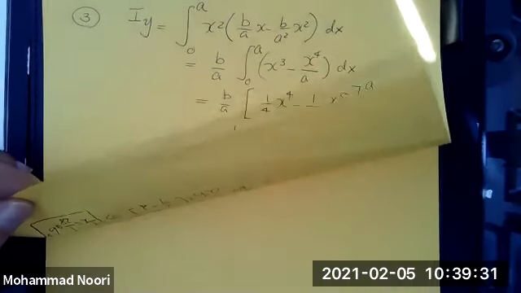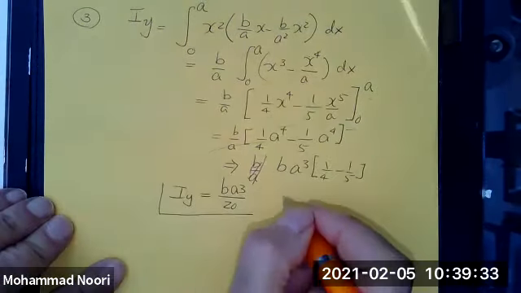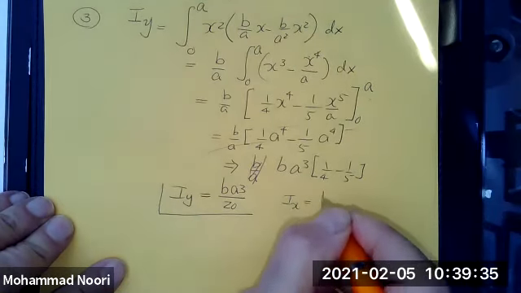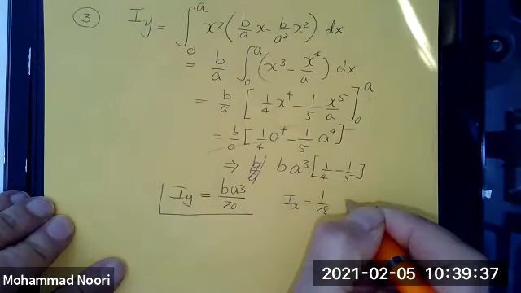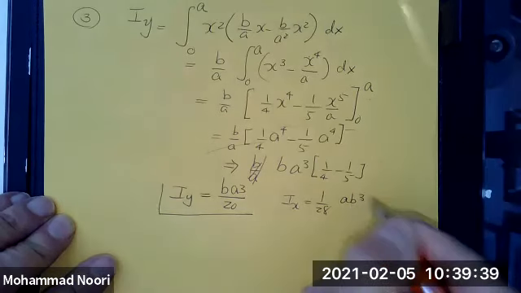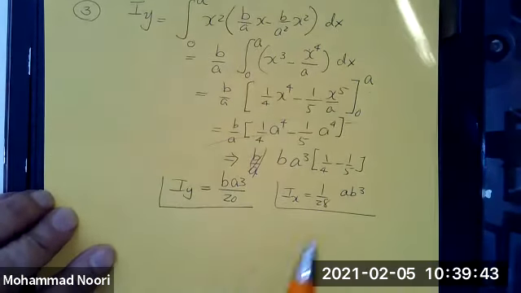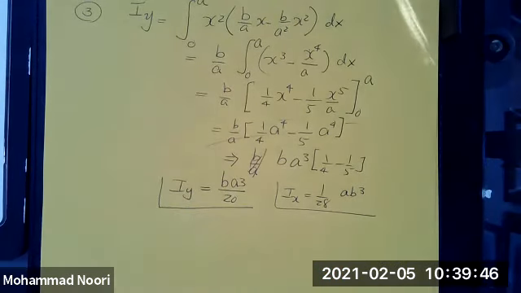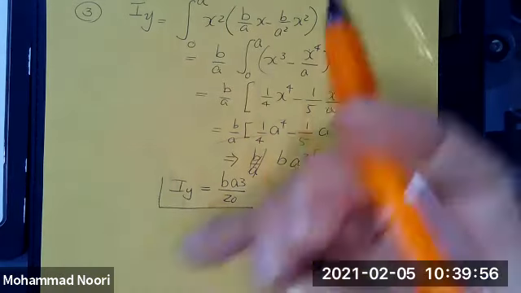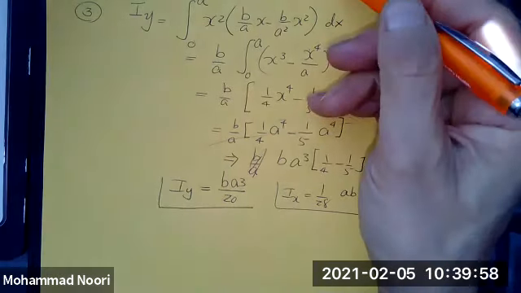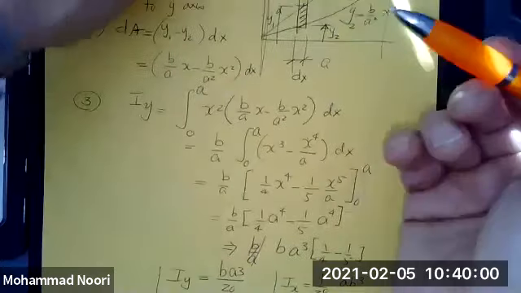And Ix was 1/28 of AB cubed, okay? So depending on which one is larger, that means you have a larger moment of inertia about that axis, and that is the axis you consider if this is a piece of lumber and you want to put it against the load.